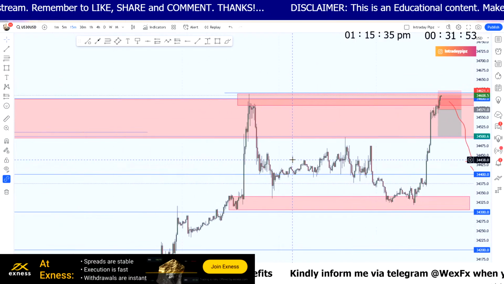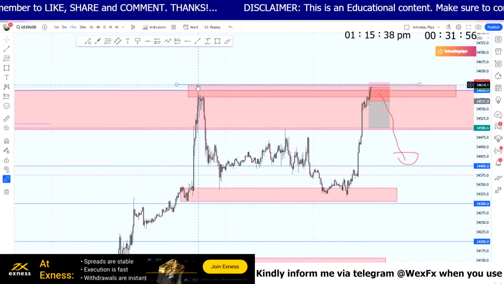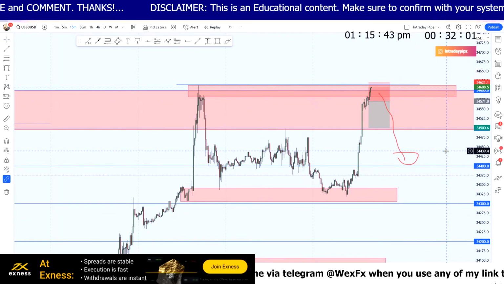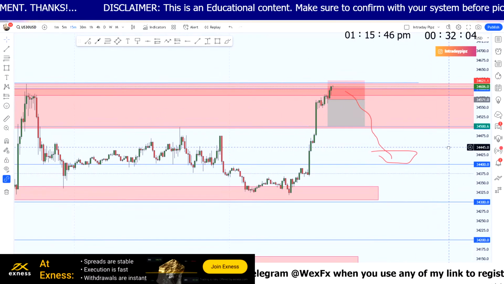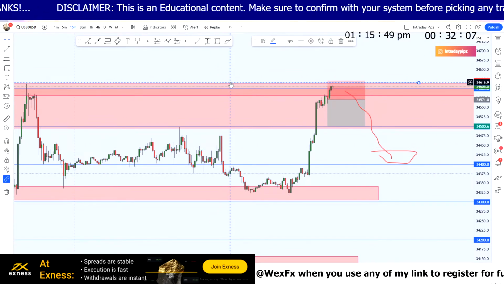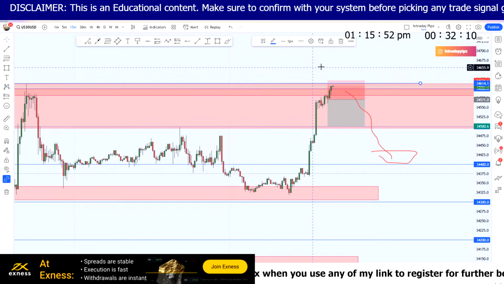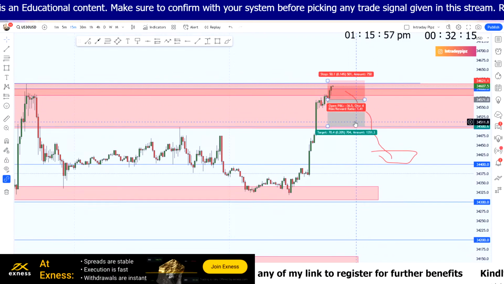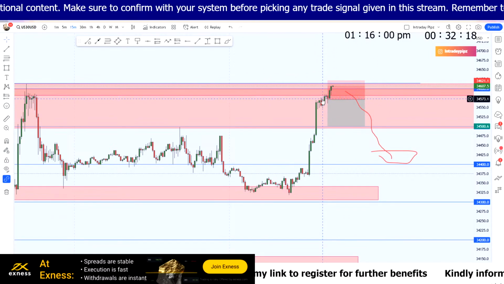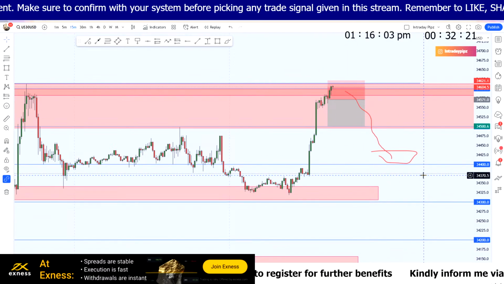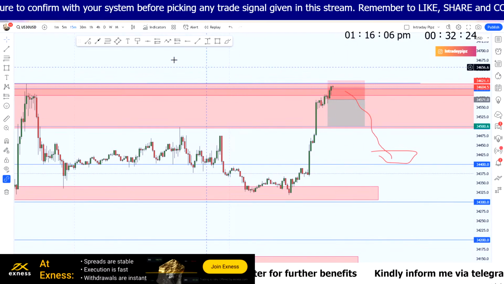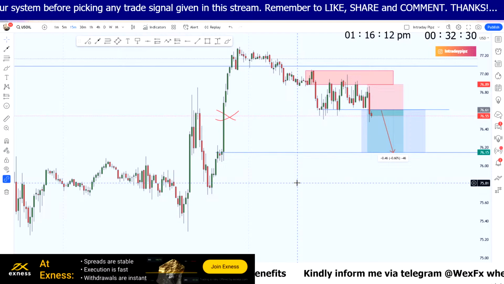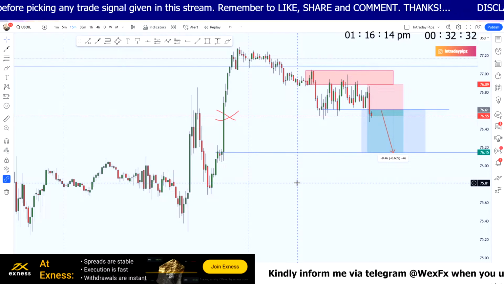So US30, if it takes out this high, then it invalidates whatever setup we are waiting for. So we are keeping an eye on that high. If it breaks, then we are no longer waiting for it to break this low for us to expect the sell. Still waiting for US oil to give us the needed drop.